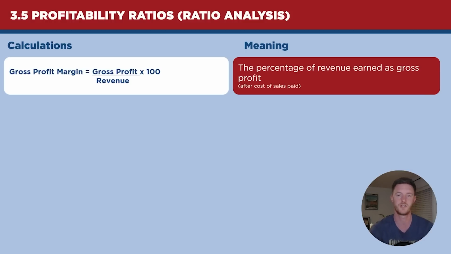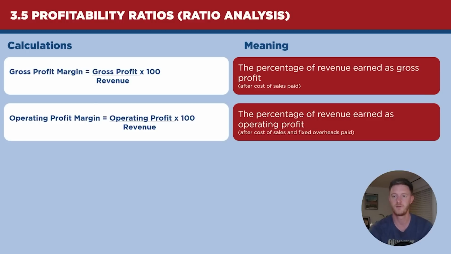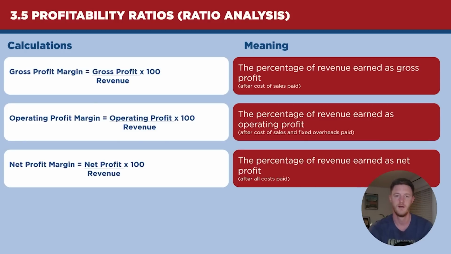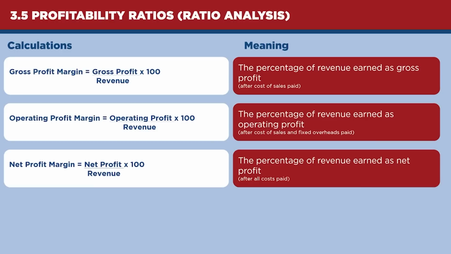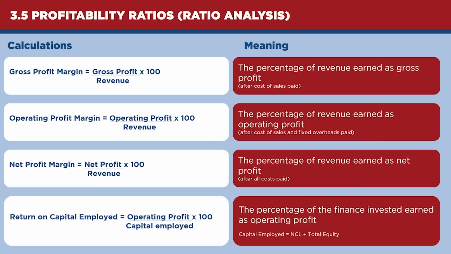So we've got gross profit margin, which is our gross profit as a percentage of our revenue. So that's after your cost of sales have been paid. We've got our operating profit, which is the percentage of revenue earned as operating profit, so after cost of sales and fixed overheads have been paid, so our total running costs anyway. Net profit is the percentage of revenue earned as net profit, so after all costs have been paid, including financing costs. And then ROCE, return on capital employed.